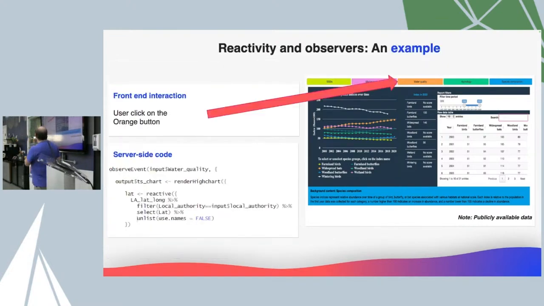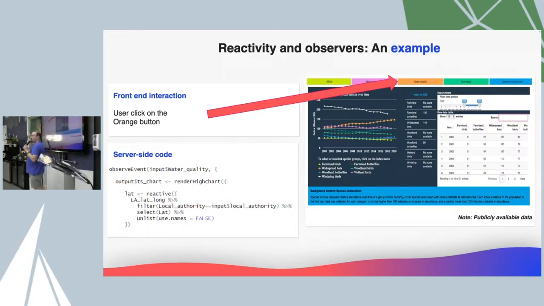I'm just going to talk a bit about reactivity. So with a Shiny app, you develop two sets of R code. You have a UI for the front end and you have a server for the back end. So here's what the front end might look like. And you've got 5 buttons across the top. So what happens when you click this button here? Something needs to happen. So you need to tell the server at the back end what's going to happen.